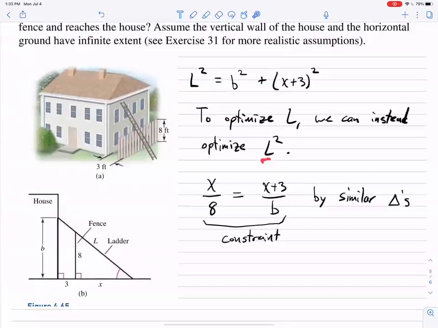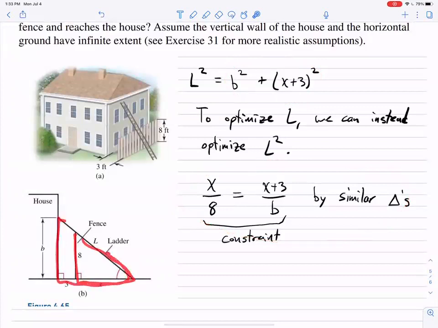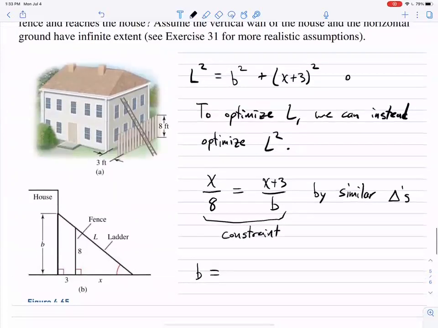And so we need to get L as a function of just X. How can we do that? Because this is L squared as a function of B and X, right? This distance and this distance. But let's get it just in terms of X, and we're going to use similar triangles. The idea is that this triangle is the same as that triangle. Using similar triangles, that length over that length is the same as that length over that length. So X over 8 is X plus 3 over B. Solving for B, we get our constraint. So this is the objective, and this is our constraint.